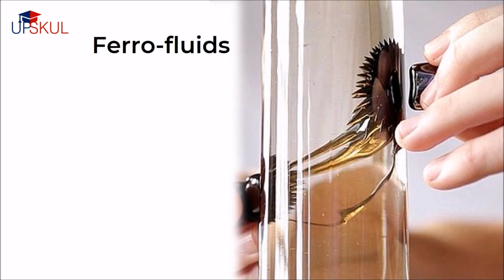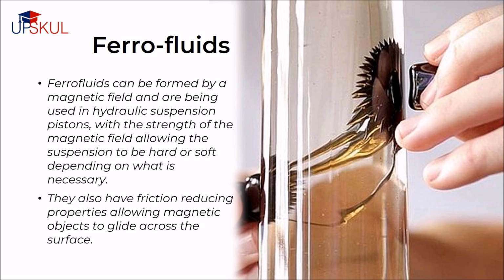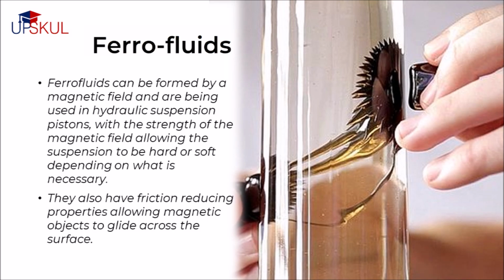Ferrofluids can be formed by a magnetic field and are being used in hydraulic suspension pistons, with the strength of the magnetic field allowing the suspension to be hard or soft depending on what is necessary. They also have friction reducing properties, allowing magnetic objects to glide across the surface.